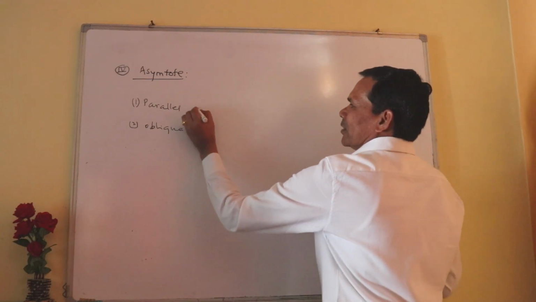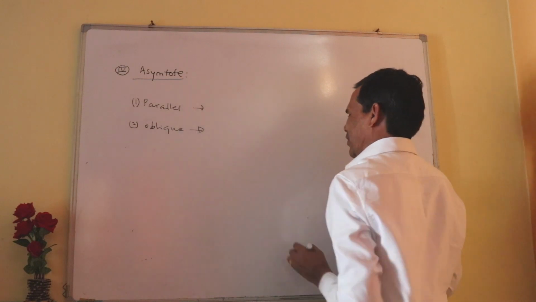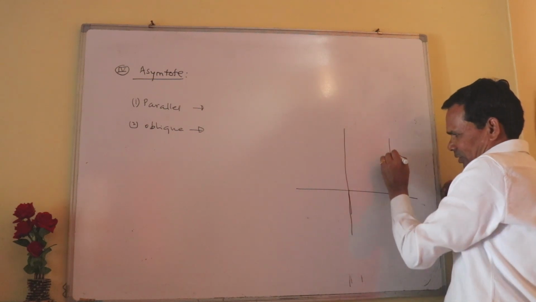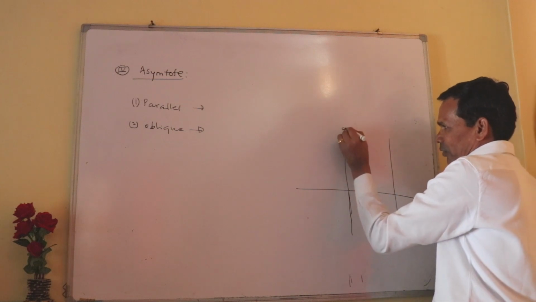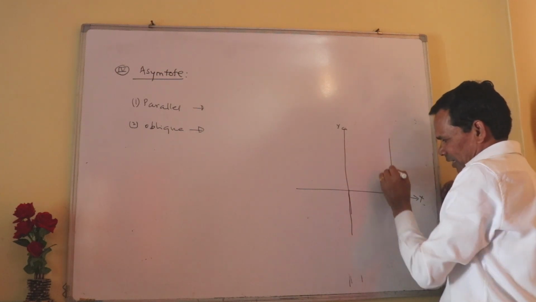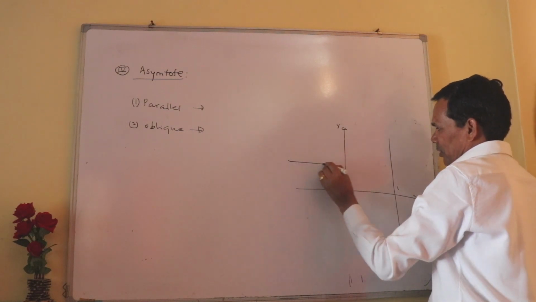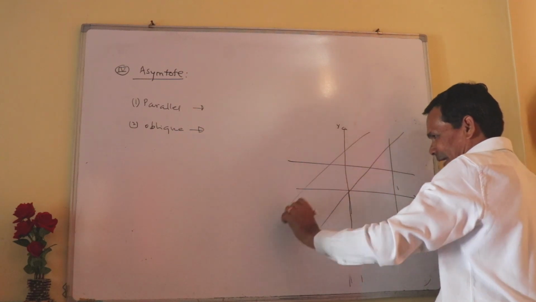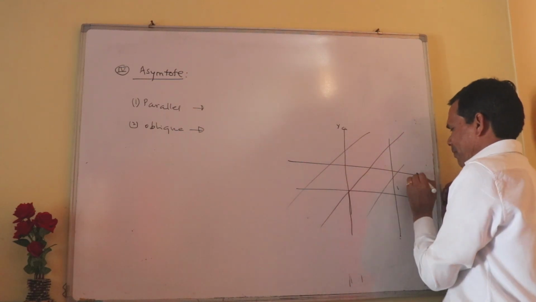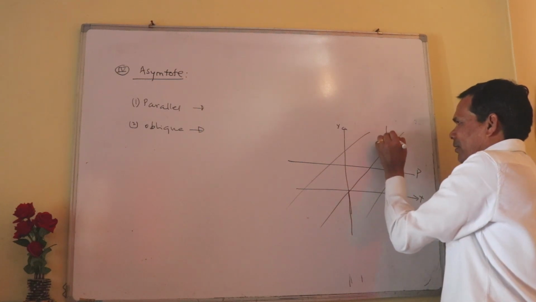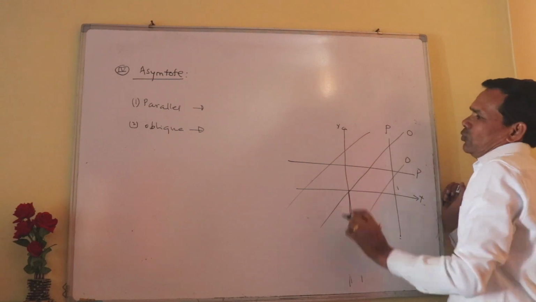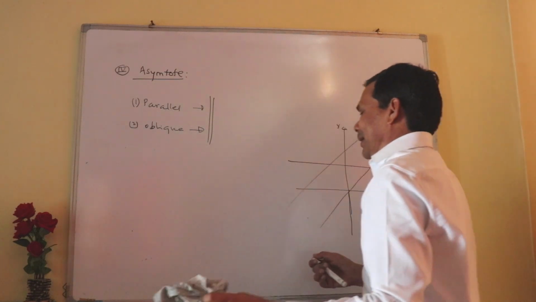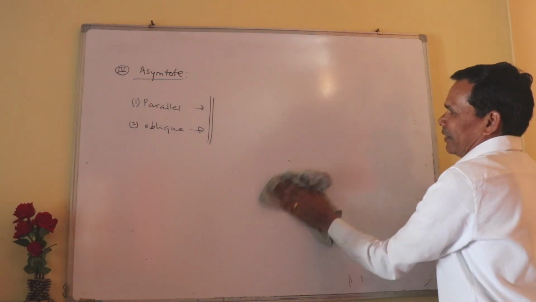Now how to find parallel asymptotes? Parallel asymptote means parallel to the x and y axes. It is something like this: this is parallel to the y axis, if you consider this as y and this as x. This is an asymptote parallel to the y axis, and this is an asymptote parallel to the x axis. Oblique means it is a slanted line like this. So these are parallel asymptotes and this is an oblique asymptote. You must know that an asymptote is a line which meets the curve at an infinite distance.